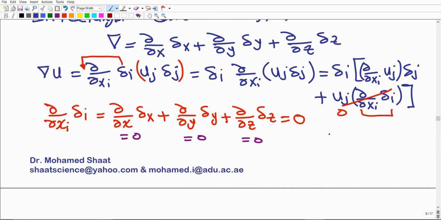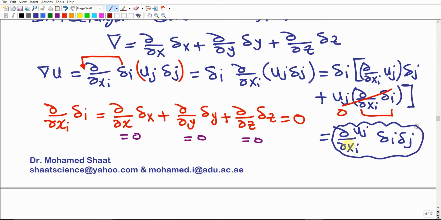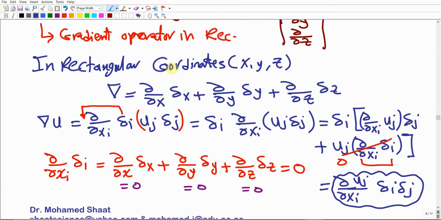At the end, nabla u is going to give us only the first term, which is partial by partial xi uj delta I delta j, which gives us the tensor. This is the conventional tensor that we used to define for the gradient of a displacement. But you should understand there is another term. Because the derivative of the unit vectors in rectangular coordinates is 0, we didn't discuss this term before. This is when we are working in rectangular coordinates.